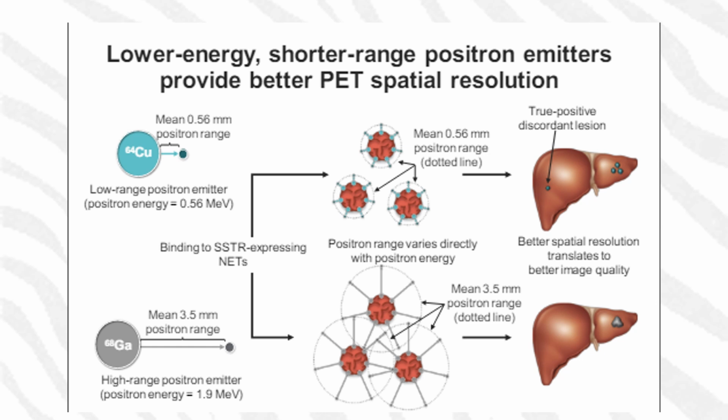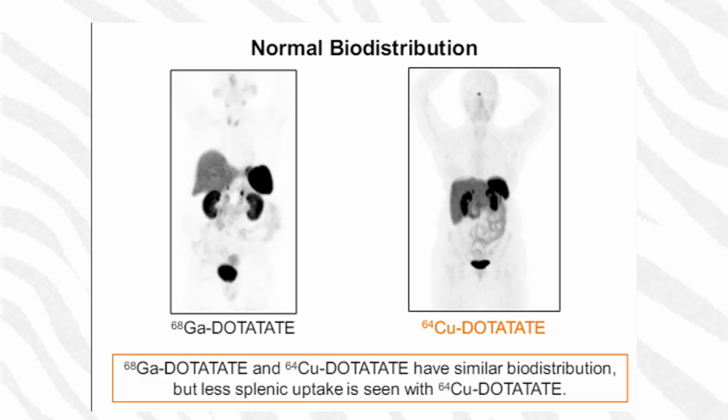And then when you have 3 small lesions grouped together, they're more likely to show up as 3 small lesions grouped together with the copper, whereas it would show up as one larger lesion with the gallium. So these are the normal biodistributions, copper versus gallium. They do have a very similar biodistribution. There is less splenic uptake in the copper 64 dotatate, and that has to do with just the copper part of it.